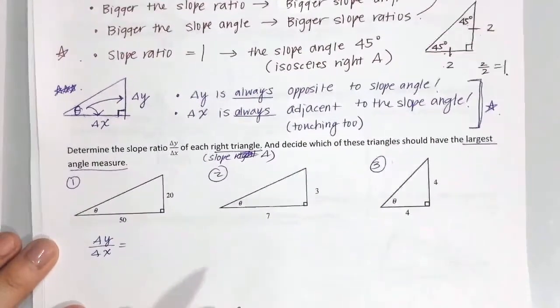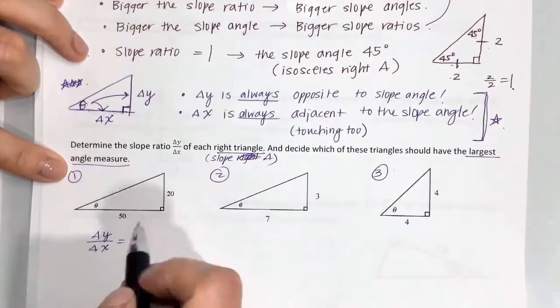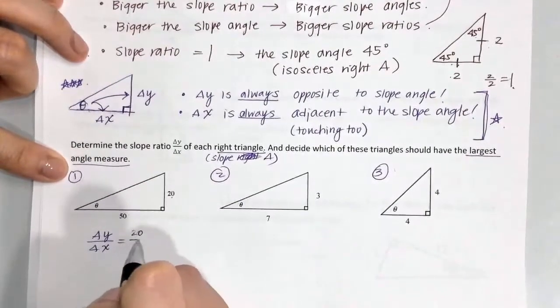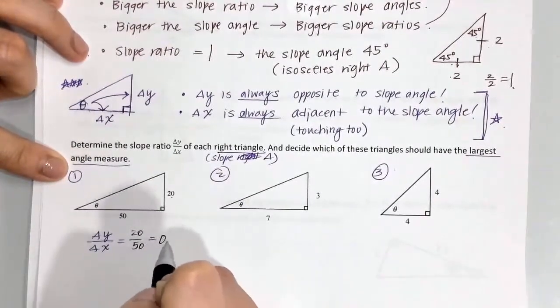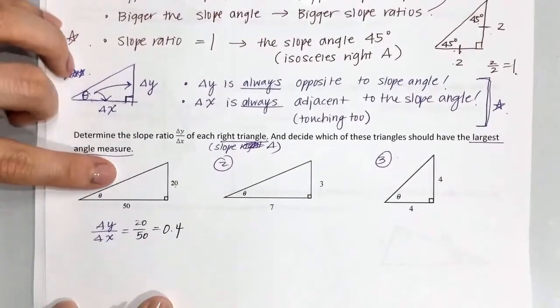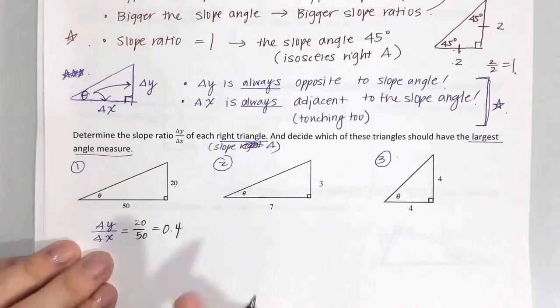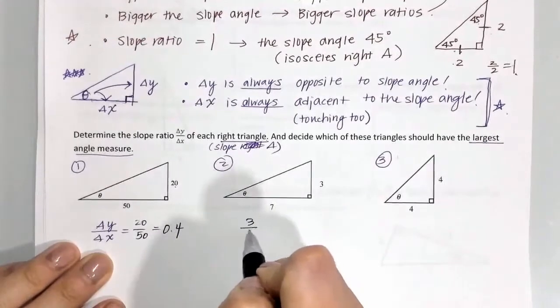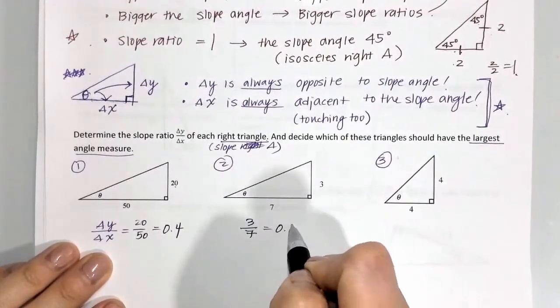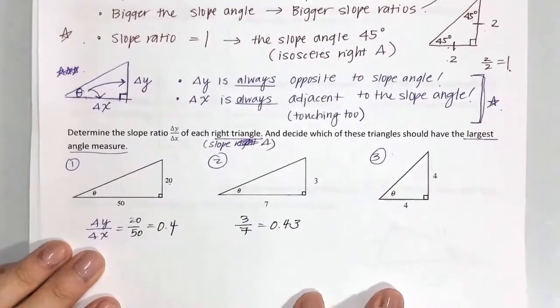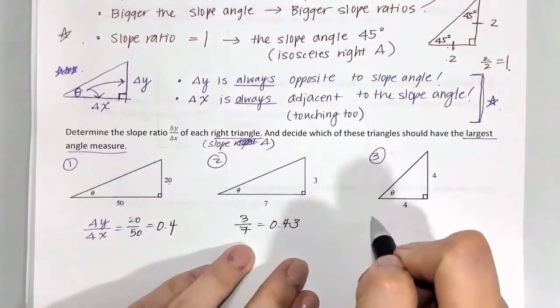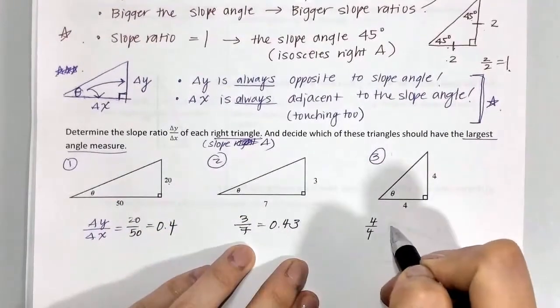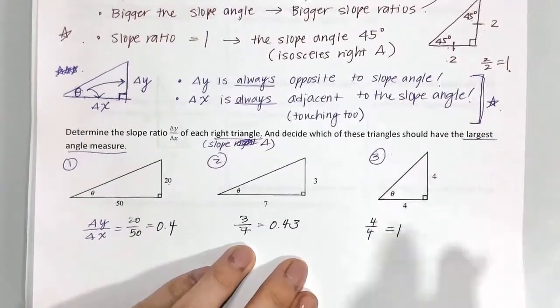Okay, so let's see. The slope ratio of the first one is 20 over 50, which if you check, is 0.4. So this has a slope ratio of 0.4. This one should be 3 over 7, which is approximately 0.43. This one has a slope ratio of 4 over 4, which is equal to 1.